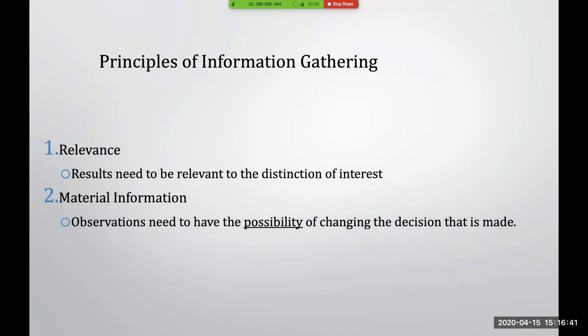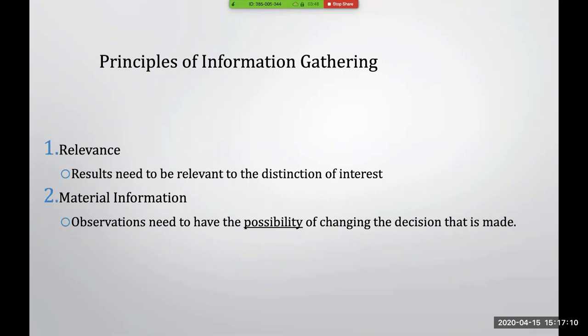So sometimes the observations are relevant to the distinction of interest. However, it doesn't change your decision. In that scenario, you should not pay anything for the information either. And that information is called immaterial. So you should only be paying for material information that has the possibility of changing the decision that you're going to make.